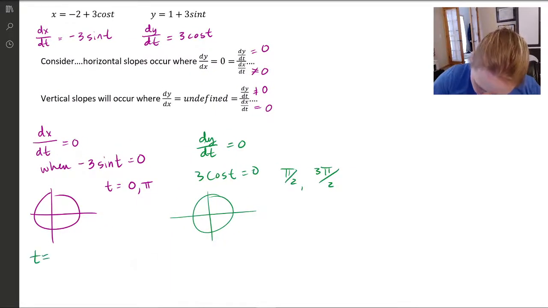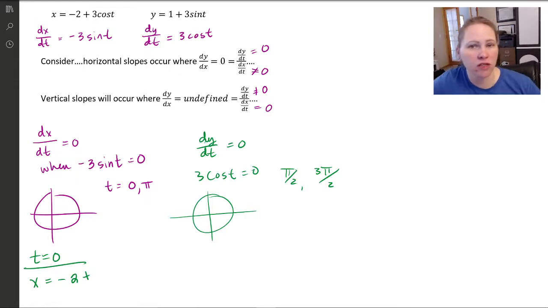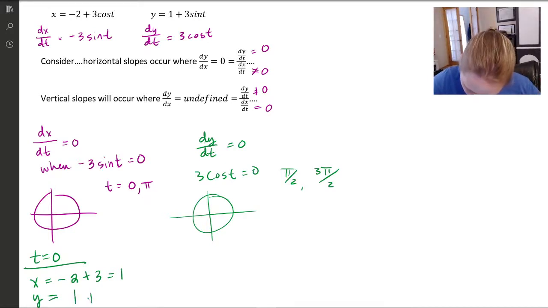when t equals 0, x equals negative 2 plus, what's the cosine of 0? It's 1. So x is 1, and y will be 1 plus 3 times the sine of 0, which is 0. So you're going to have (1, 1). That's one spot where we have a horizontal tangent.